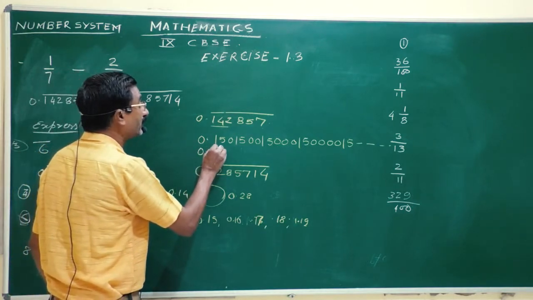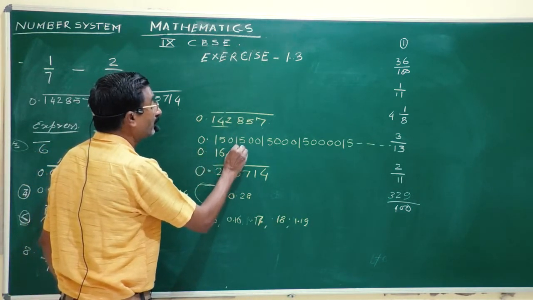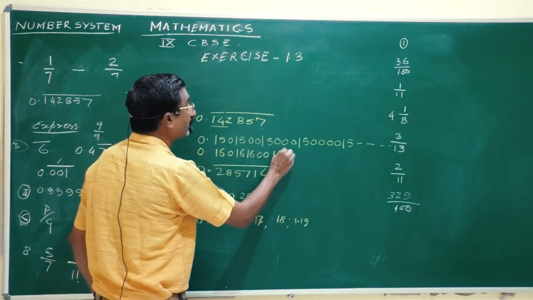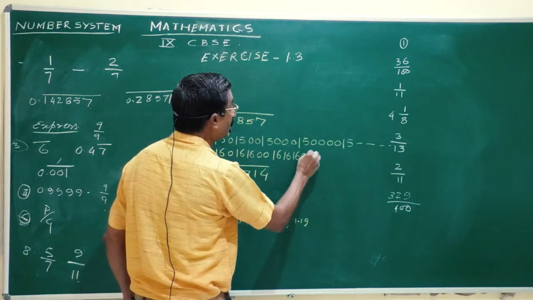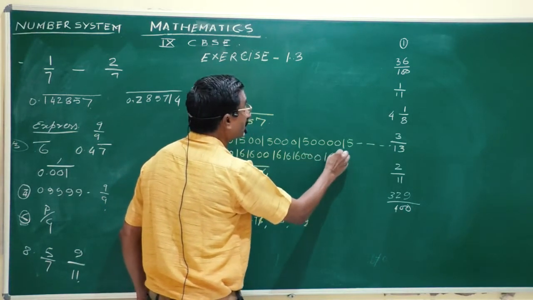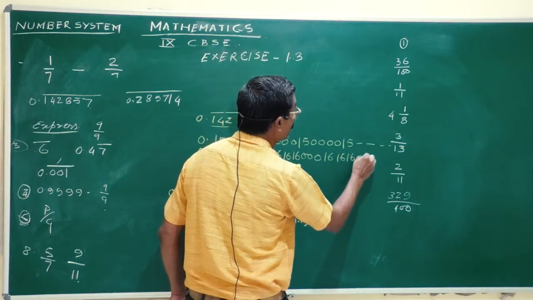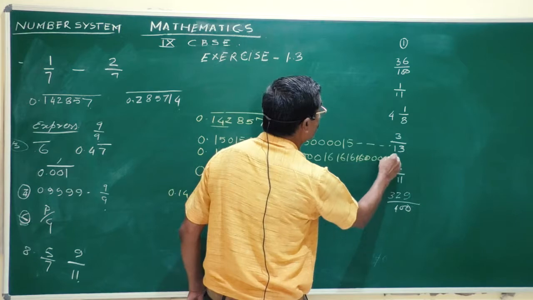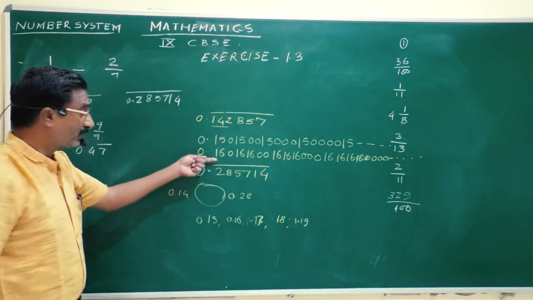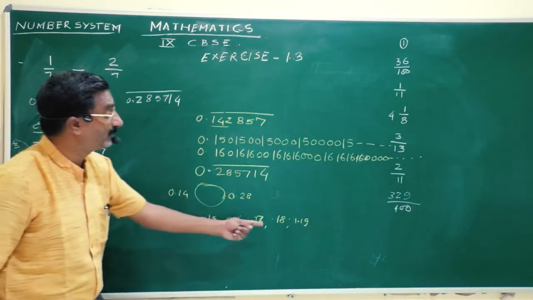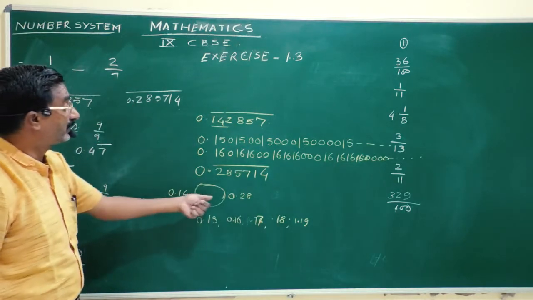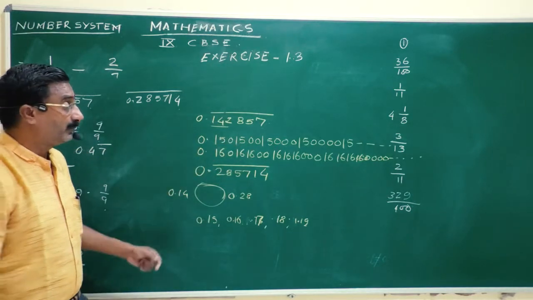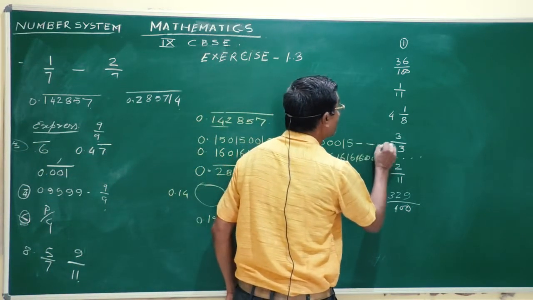That is 0.16, 0.1616, 0.01616, 0.000161616, 0.016, 0.000 and so on. This is also a number in between 0.15 and 0.28. Clear? So these are the numbers which can be written.